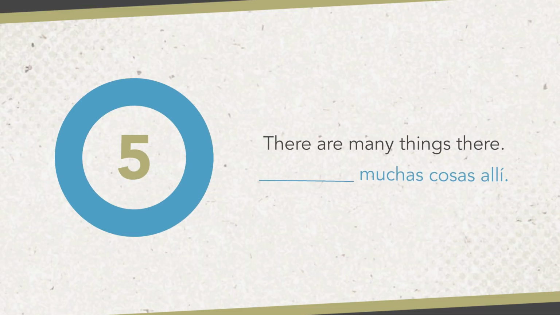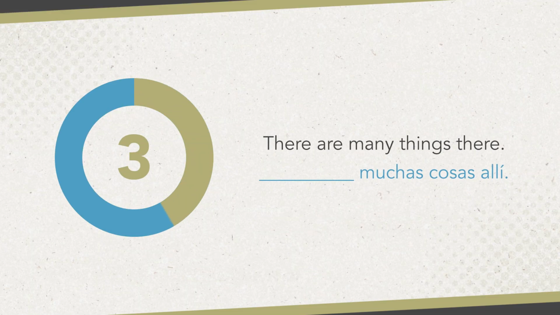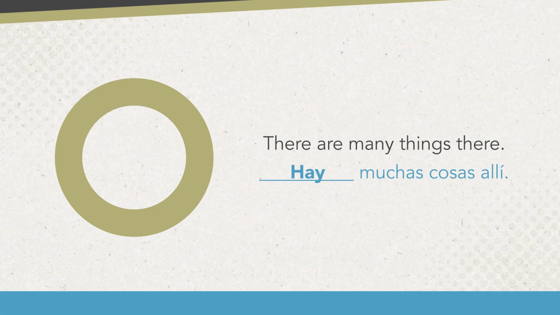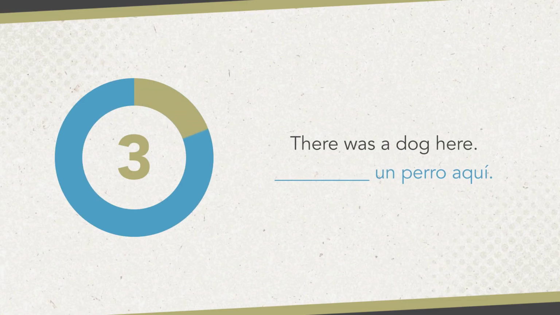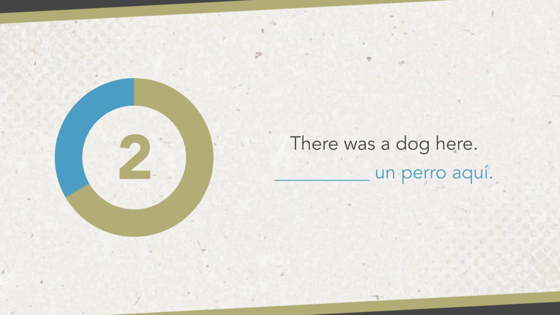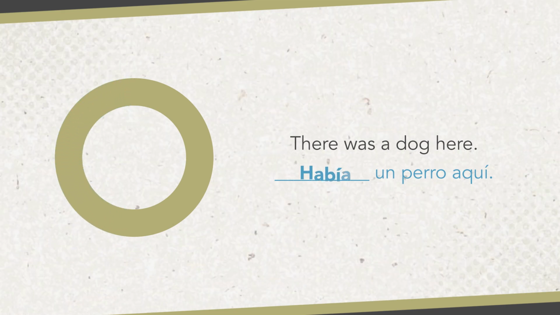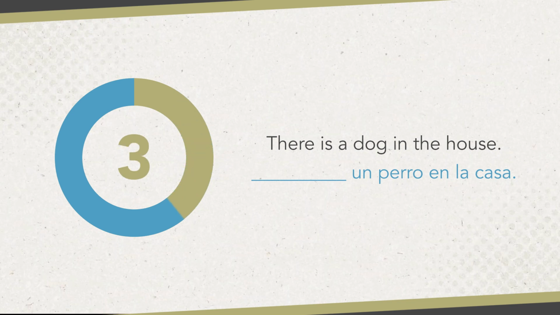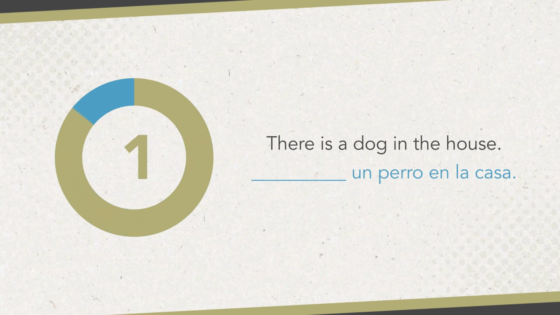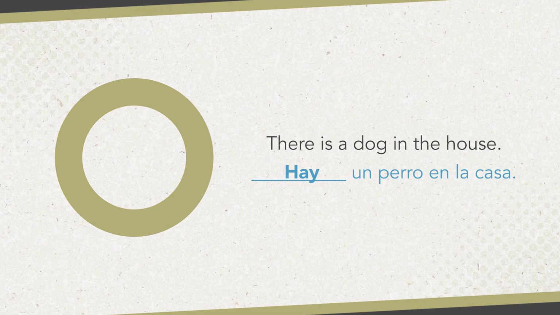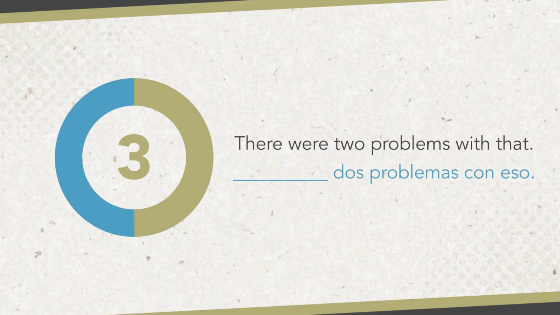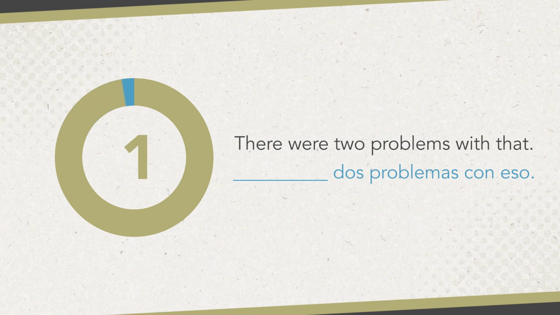There are many things there. Hay muchas cosas allí. There was a dog here. Había un perro aquí. There is a dog in the house. Hay un perro en la casa. There were 2 problems with that. Había 2 problemas con eso. Alright, time for the next one.